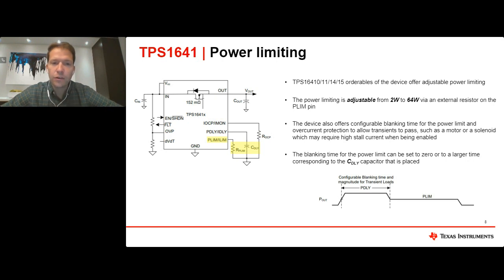The device offers short circuit protection. So if it goes above 2x the power limit, then our device will immediately shut off.